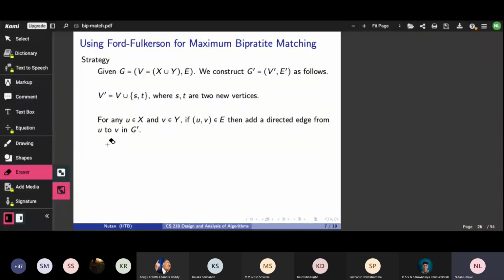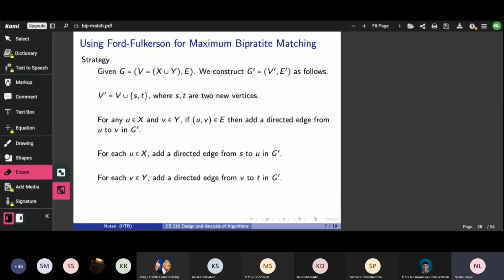Now, we describe the set of edges in G prime. For every U and every V, two vertices of the parts X and Y, if UV is an edge in the original graph, then we add a directed edge from U to V in G prime. For U in X, we add a directed edge from S to U in G prime. For V in Y, we add a directed edge from V to T in G prime. And finally, we add a capacity of 1 on all the edges that we added in the graph G prime.